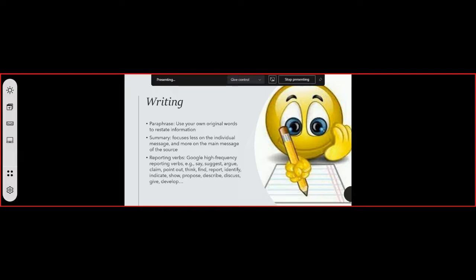Also very important is to have a good vocabulary of reporting verbs, and that you have a nice variety, that you don't carry on saying that Dubé said this, Pontus said that, and everybody just says something.